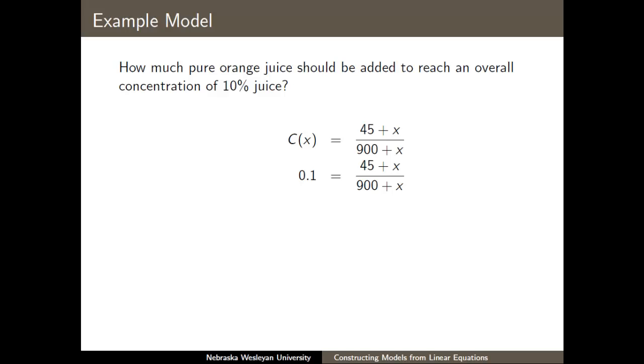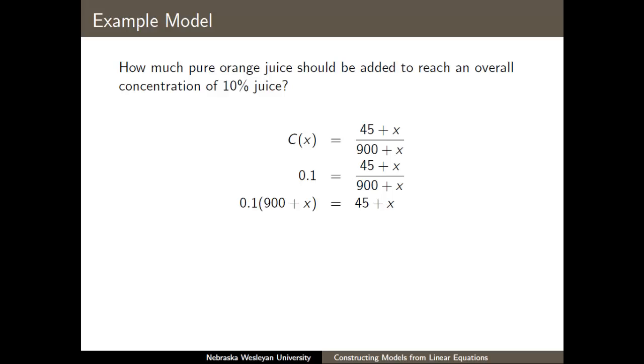I could solve this using technology like Wolfram Alpha, and for a complicated model I would recommend doing something like that. This particular example is not too hard to solve by hand, so we'll go over how you might do that. My first instinct is to cancel the denominator of the right-hand side, and that should result in a simpler equation overall. So I'll multiply both sides by 900 plus x.